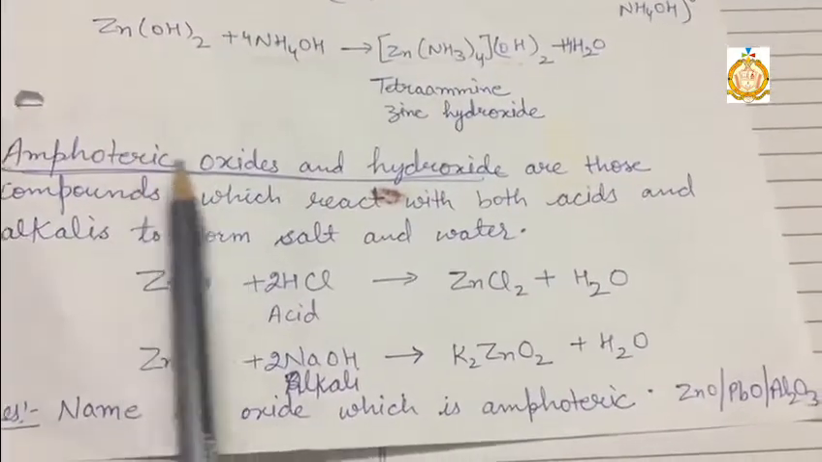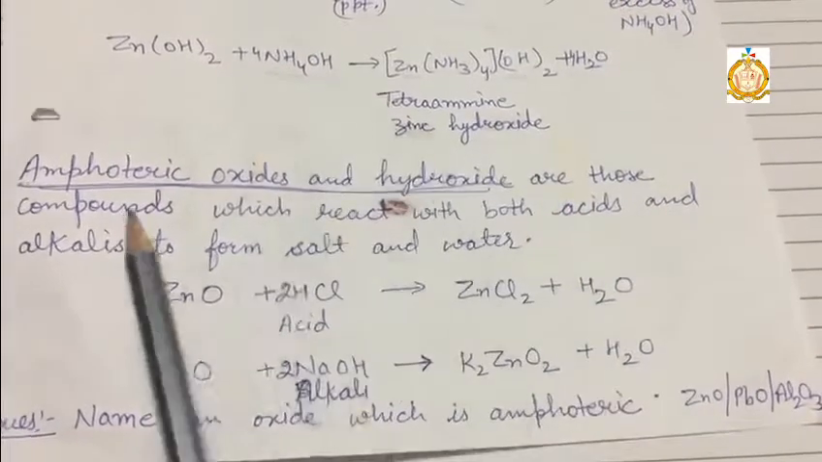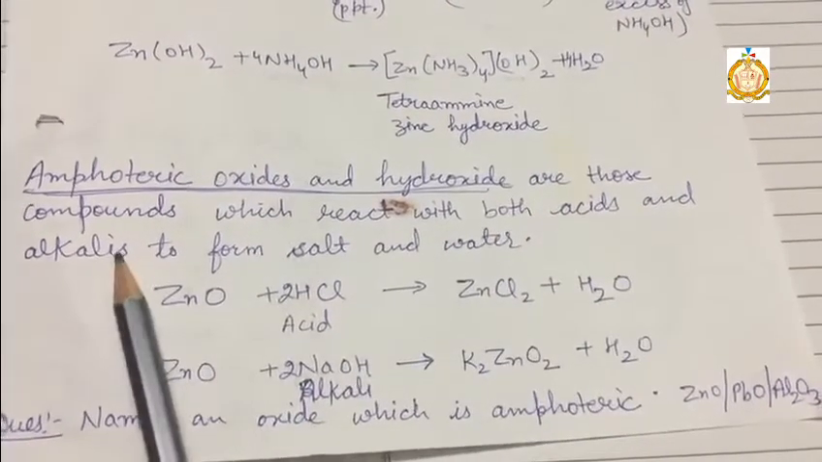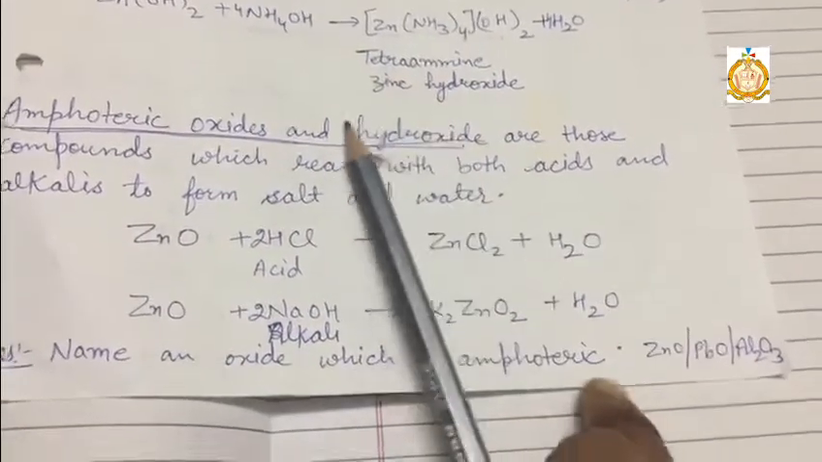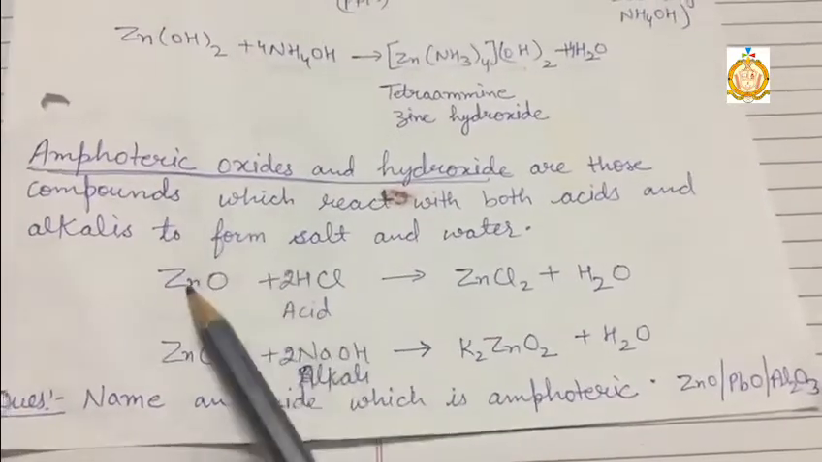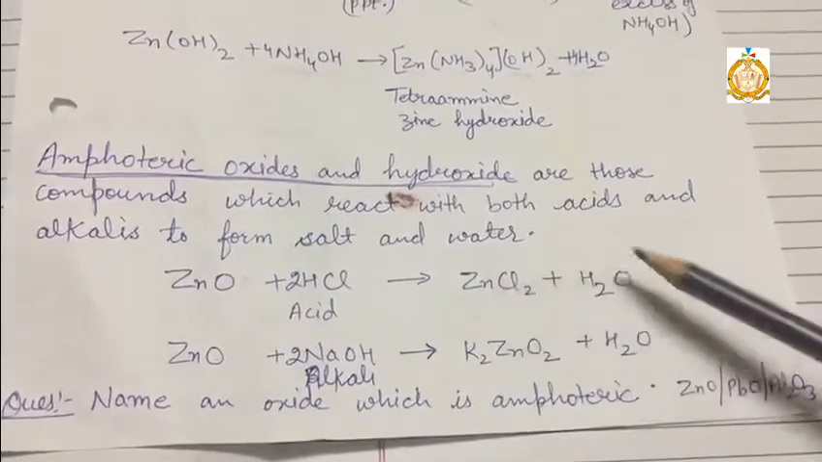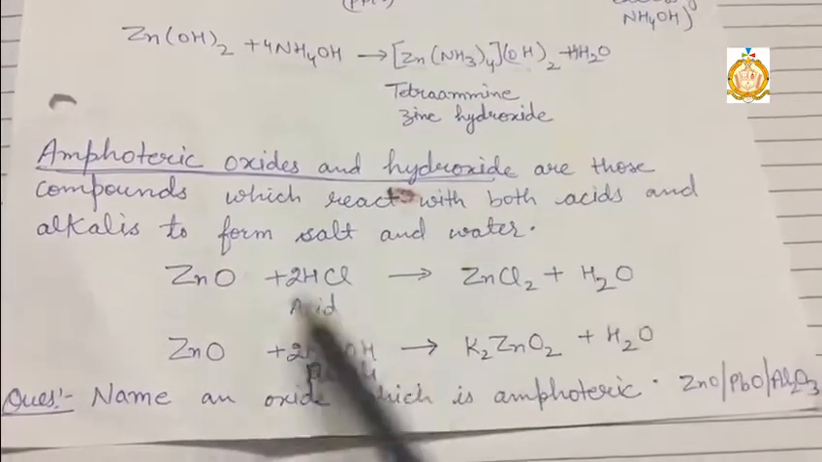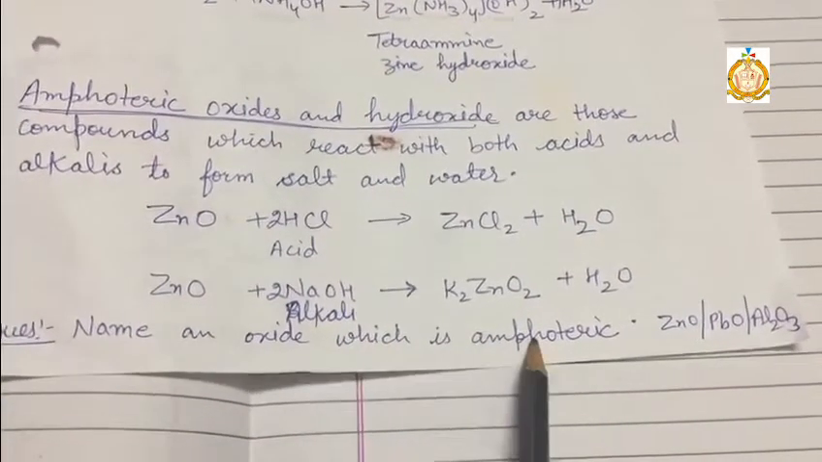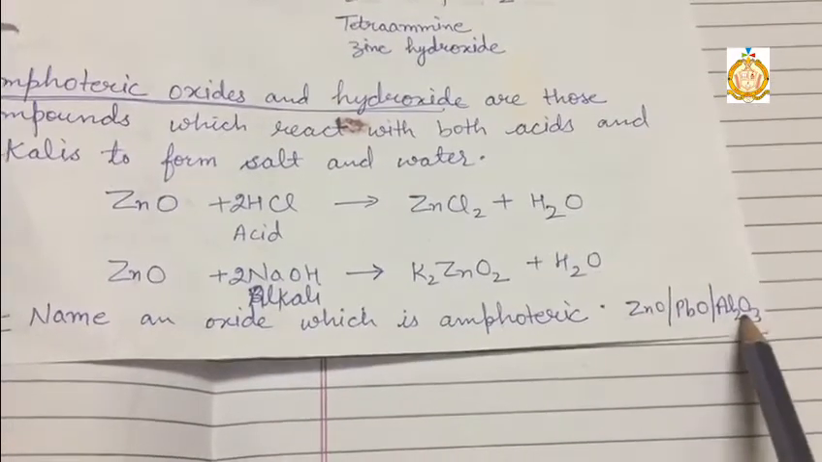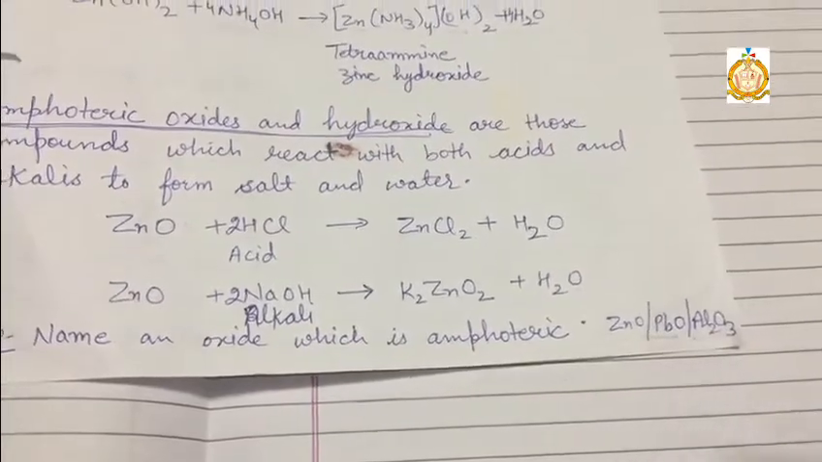Next one is amphoteric oxides and hydroxides. It's very important. These are compounds which react with both acids and alkalis to form salt and water. Zinc hydroxide is an amphoteric hydroxide. It can react with acid as well as with alkali, so it gives us salt and water. Next is an important question: name an oxide which is amphoteric. In your syllabus there are three oxides: zinc oxide, lead oxide, or aluminium oxide.